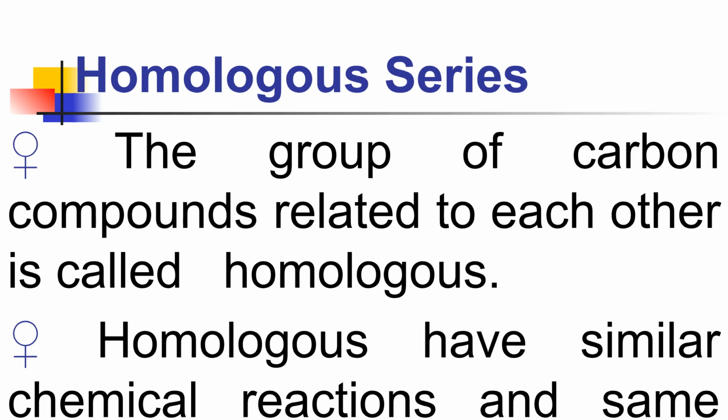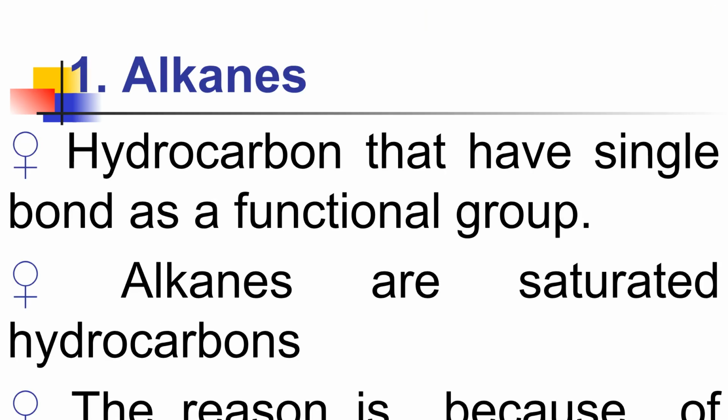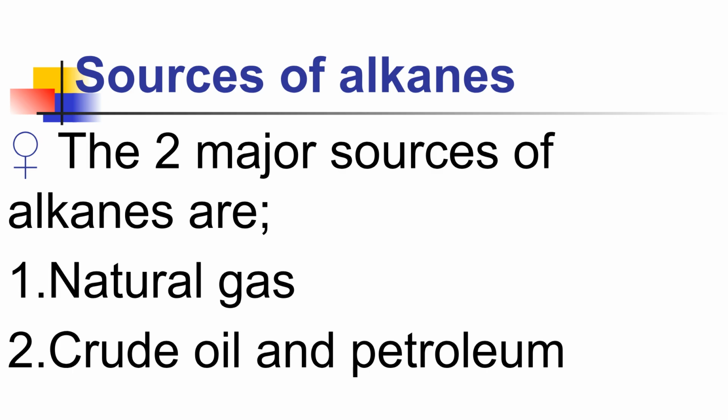A homologous series is a group of carbon compounds related to each other. They share similar chemical reactions and the same general formula. Examples of homologous series include alkanes, alkenes, and alkynes. Alkanes are hydrocarbons that have a single bond as their functional group, making them saturated hydrocarbons. The major sources of alkanes are natural gas, crude oil, and petroleum.